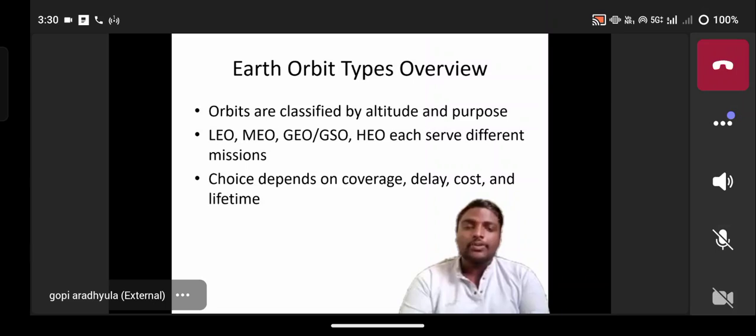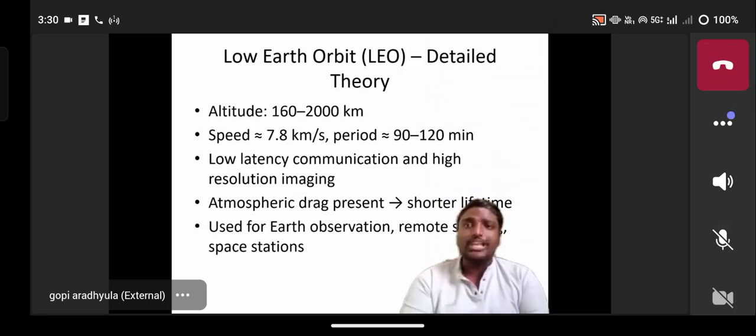They can be classified, first one is LEO. LEO means low Earth orbit. The altitude is 160 to 2000 kilometers, speed 7.8 kilometers per second, period 90 to 120 minutes. Lowest latency communication and high resolution imaging. Atmospheric drag is present, shortest lifetime. Used for Earth observation, remote sensing, and space stations.